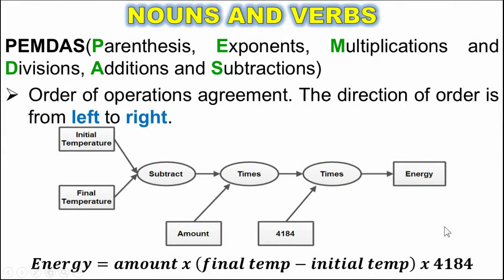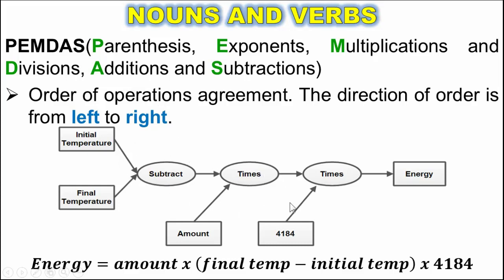We learn PEMDAS in elementary mathematics. It is an order of operations agreement. The direction of order is from left to right. PEMDAS means that parenthesized expressions are computed first, followed by exponents, followed by multiplications and divisions, whichever come first, followed by additions and subtractions, whichever come first.